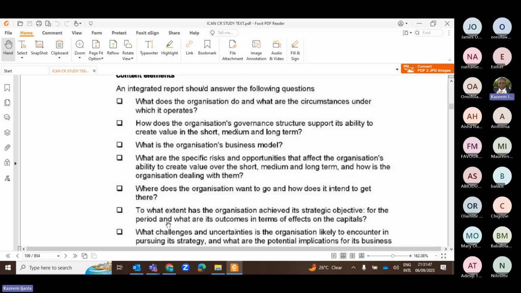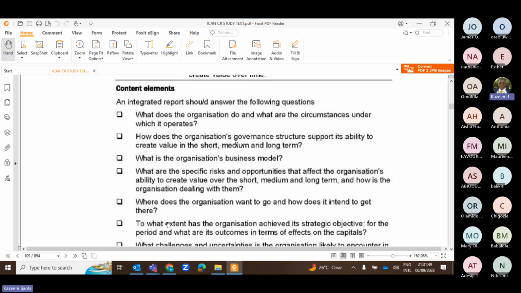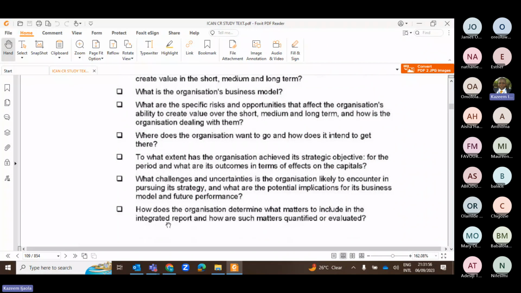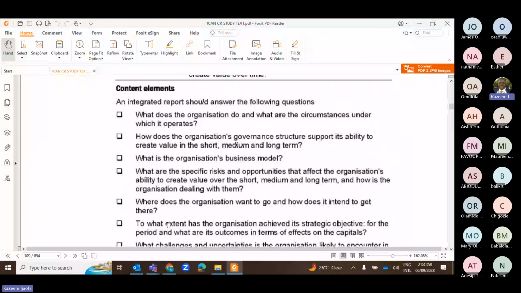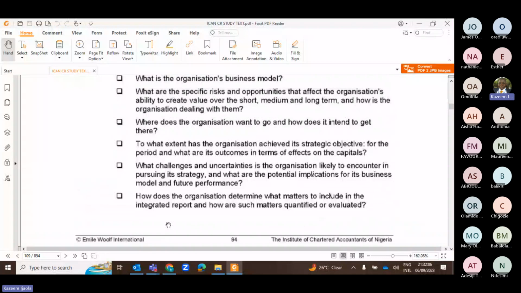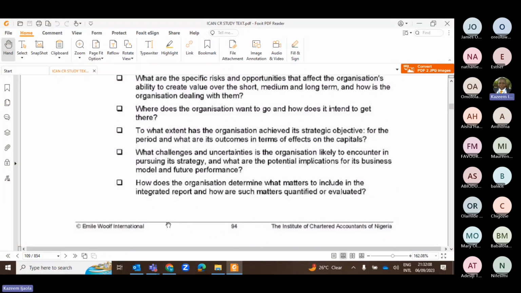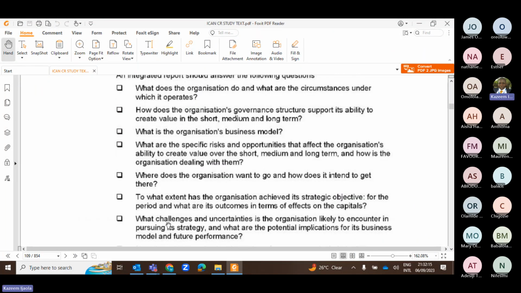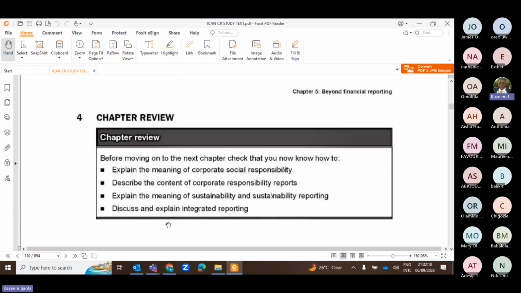So I can ask you to list 5 of all these contents of integrated reports. Please feel free to list any of these 5. There are about 7 or 8, I think, so get used to at least 5 of them. The maximum they can ask you to list is 5. What are the contents of integrated reporting? That's the question, so your task is to pick any 5 of these and list them. That's what the integrated report is all about.